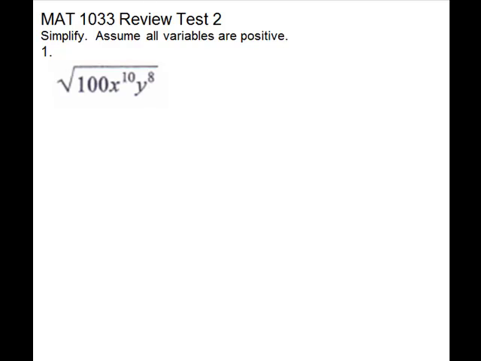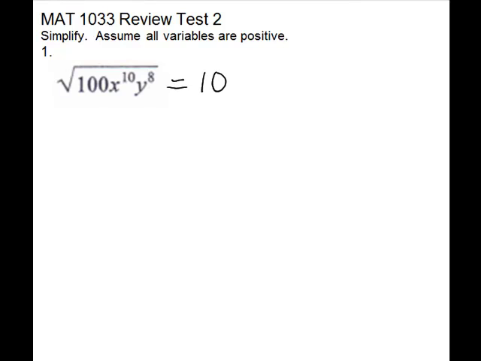Problem AT 1033, review for test 2. So we're working on radicals. Our first problem is a perfect square. When you look at the radicand, 100 is a perfect square. You can take the square root, gives us 10.